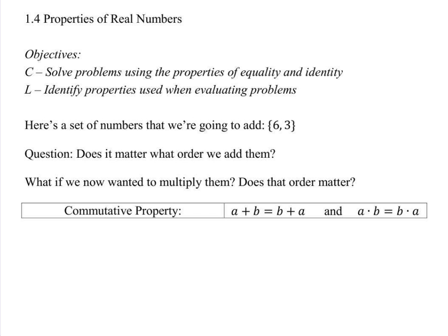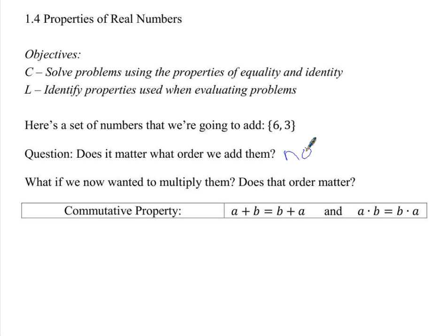All right, here's a set of numbers we're going to add. Remember the squiggly bracket here and here tells me that I have a set. We learned that in the last section. So if I'm going to add 6 and 3, the question is, does it matter what order we add them? If I add 6 plus 3, I get 9. If I add 3 plus 6, I still get 9. So the answer is no.